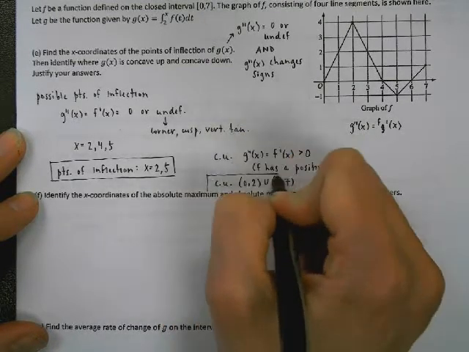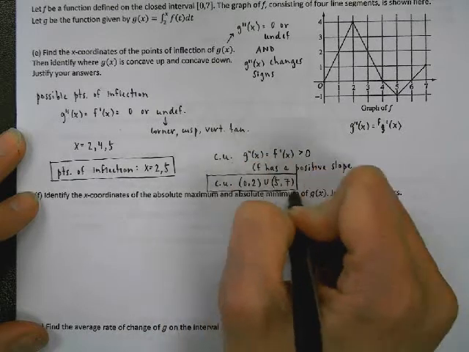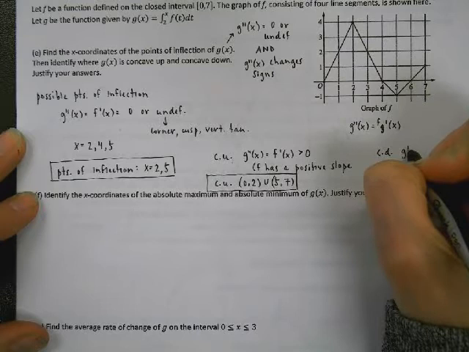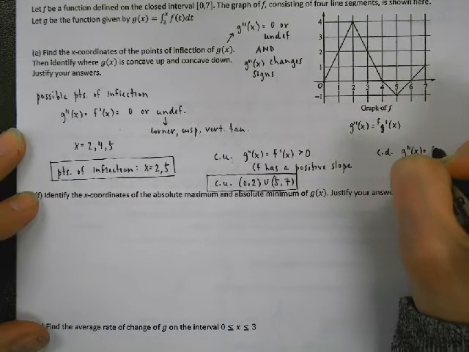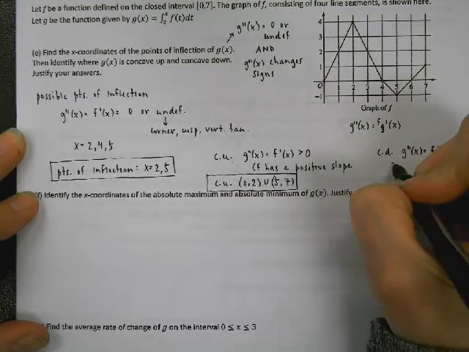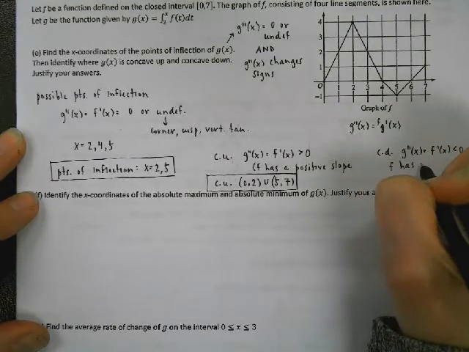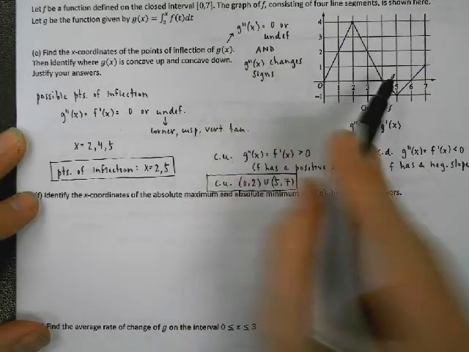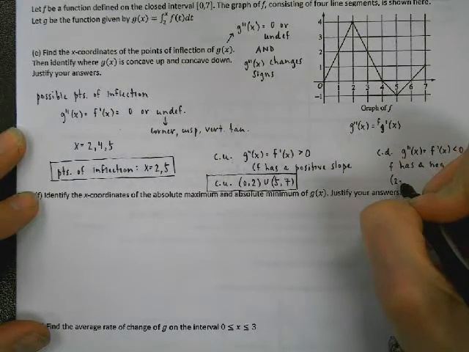So now, on the other hand, when I'm looking at concave down, that's going to be where g double prime of x, which is f prime of x, is less than 0. So here I'm looking where f has a negative slope. And so that's going to happen from 2 to 4, and then from 4 to 5.